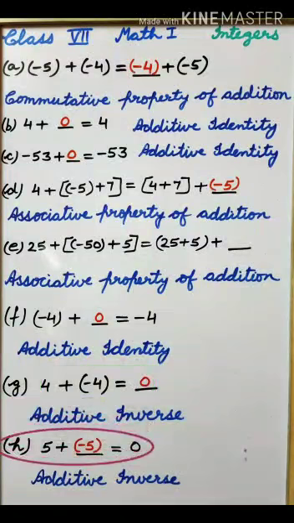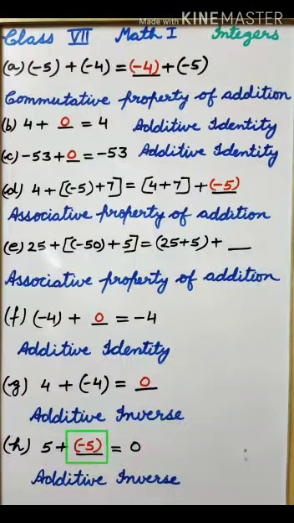H part is 5 plus dash is equal to 0. Minus 5 will be there in the blank and the property will be additive inverse.